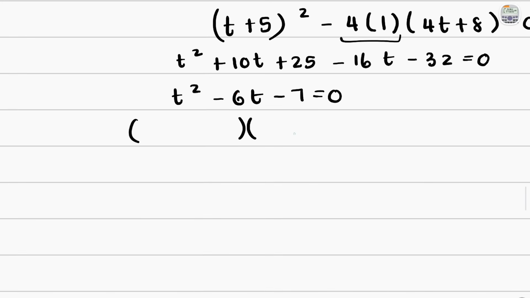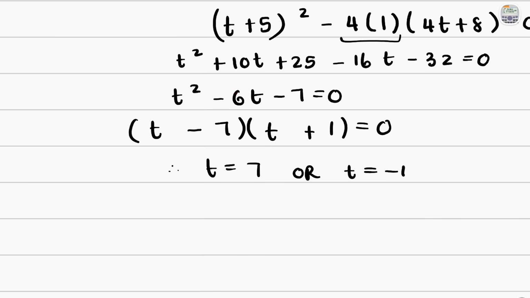And now we can factorize this. So equate to 0. t multiplied by t is what gives us t squared. And then factors of 7. 7 is a prime number, so just 7 and 1. But you see that it's negative. So one has to be negative, one has to be positive. Which should be negative so that we can remain with negative 6 in the middle. Make the 7 negative, the bigger factor. So negative 7 plus 1 is equal to negative 6. Therefore, t is finally equal to 7, or t is equal to negative 1.